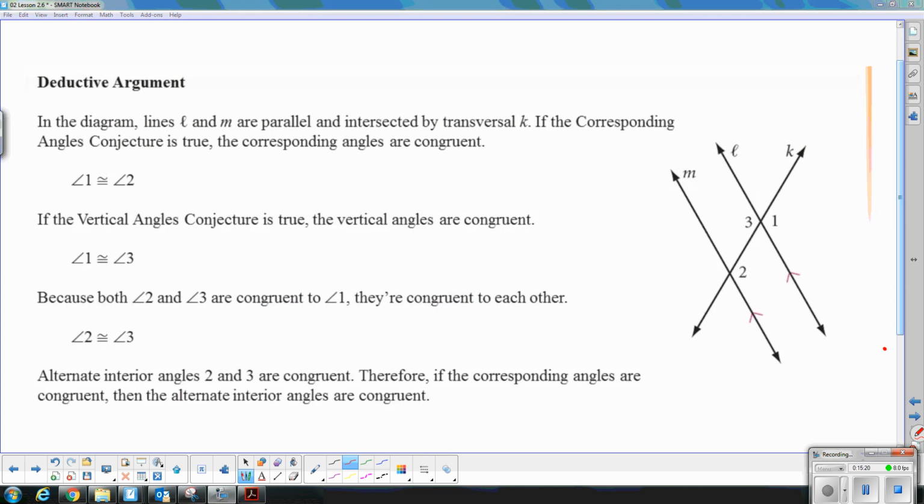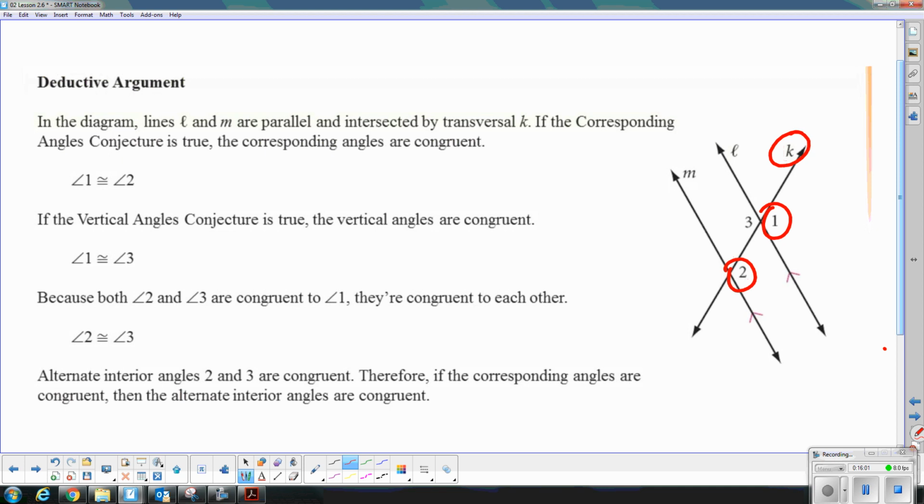We don't get into deductive reasoning in this class, but just so that you can see the way we get to our final conclusion. In this diagram, L and M are parallel lines, and they're intersected by transversal K. If the corresponding angles conjecture is true, so assuming that corresponding angles here are congruent, then we can say angle 1 is congruent to angle 2.